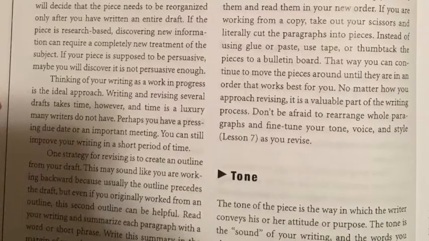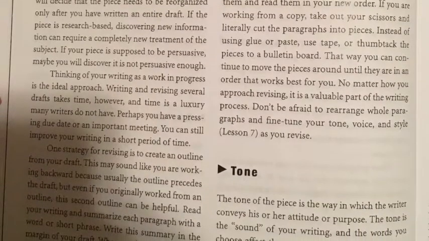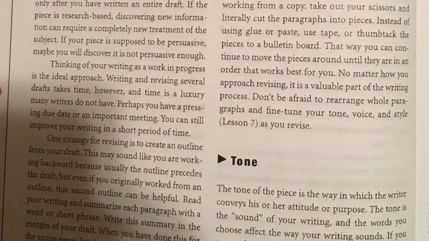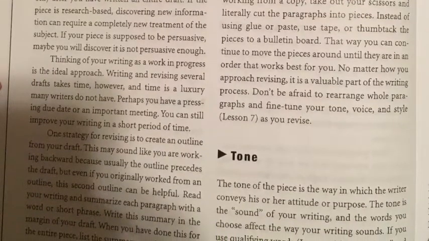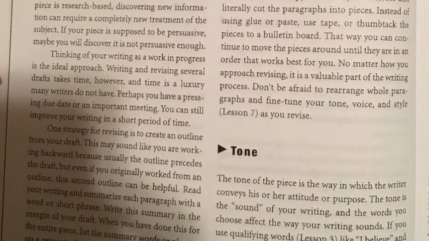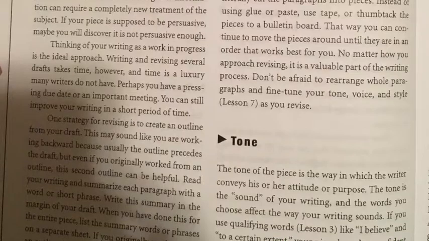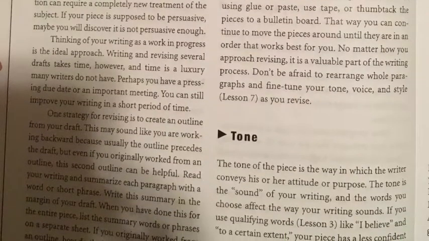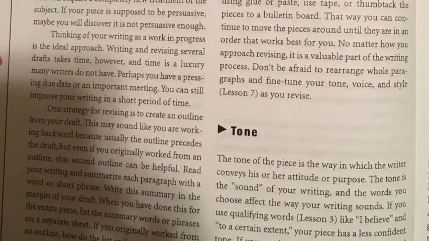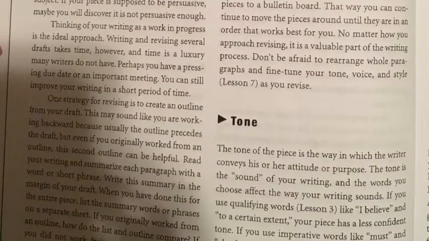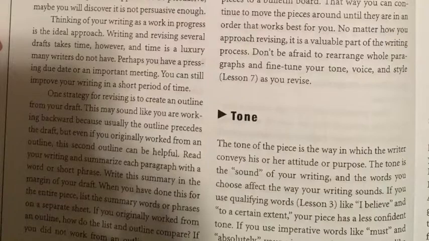Read your writing and summarize each paragraph with a word or short phrase. Write the summary in the margin of your draft. When you have done this for the entire piece, list the summary words or phrases on a separate sheet. If you originally worked from an outline, how did the list and the outline compare? If you did not work from an outline, can you see places where reordering paragraphs might help? You may want to move 3 or 4 paragraphs and see if this improves the piece. Cut and paste editing like this is easy to do on a computer.